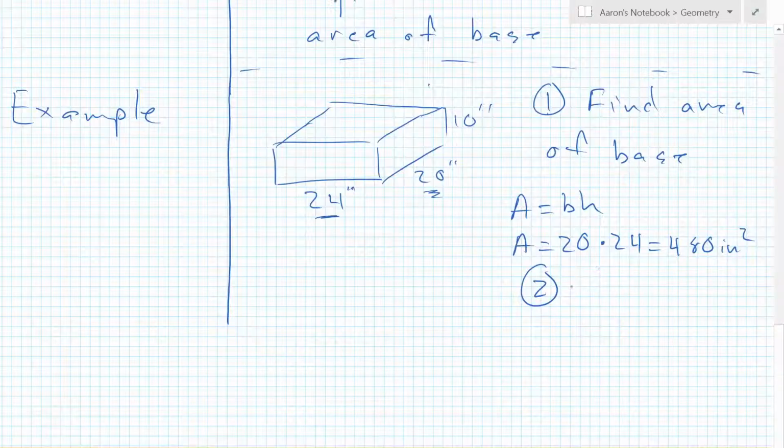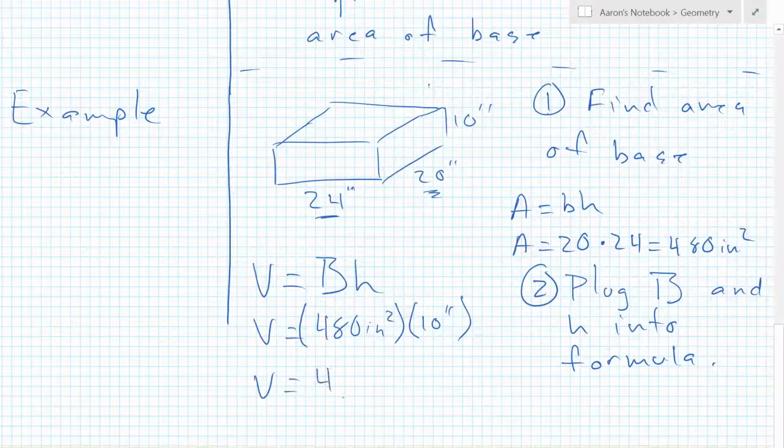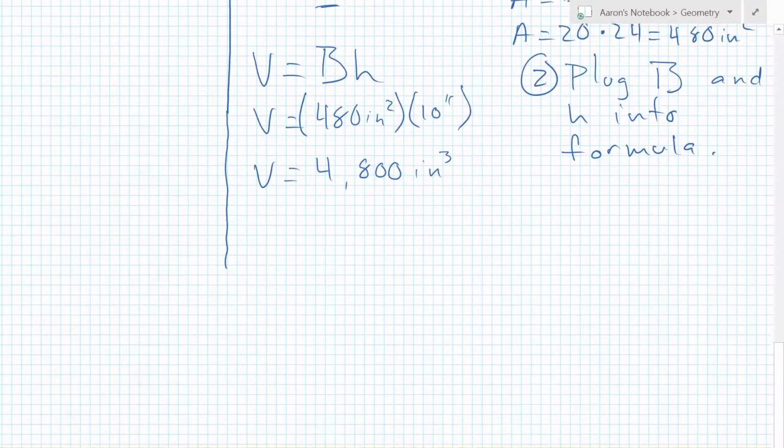Thing number two, we'll just say plug B and H into the formula. Volume equals area of the base times height. We know the area of the base is 480 inches squared. We know the height is 10 inches. So we get volume 4,800 inches cubed. Really important to keep those cubic inches going.